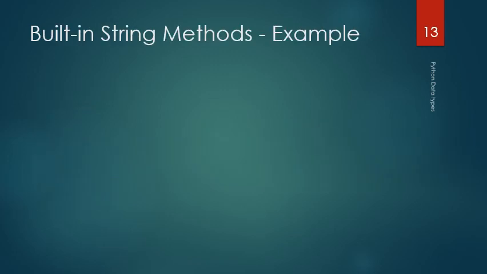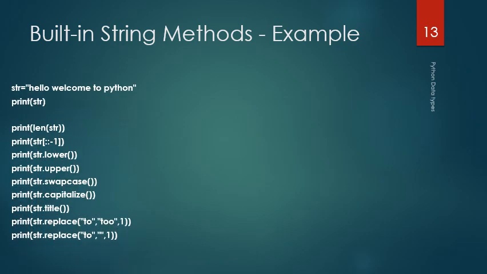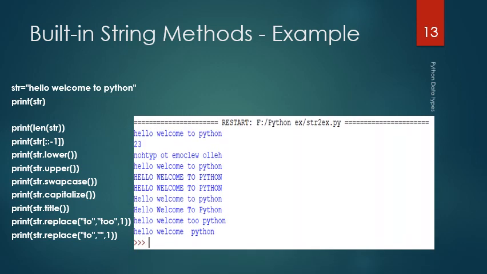There are many string handling functions in Python, and we will see an example using a few. Here str is assigned a string value. Print str will display the string. len is a function which is used to return the length of the string. So print len of str will return the number of characters and display it. And the next function is used to reverse the string and display it.